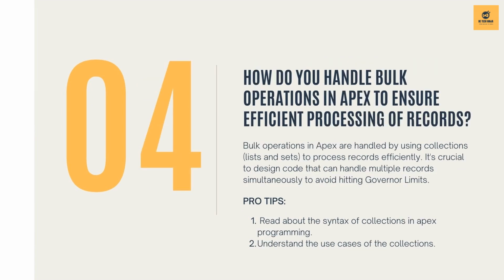How do you handle bulk operations in Apex to ensure efficient processing of records? Bulk operations in Apex are handled by using collections, lists, and sets to process records efficiently. It's crucial to design code that can handle multiple records simultaneously to avoid hitting governor limits.